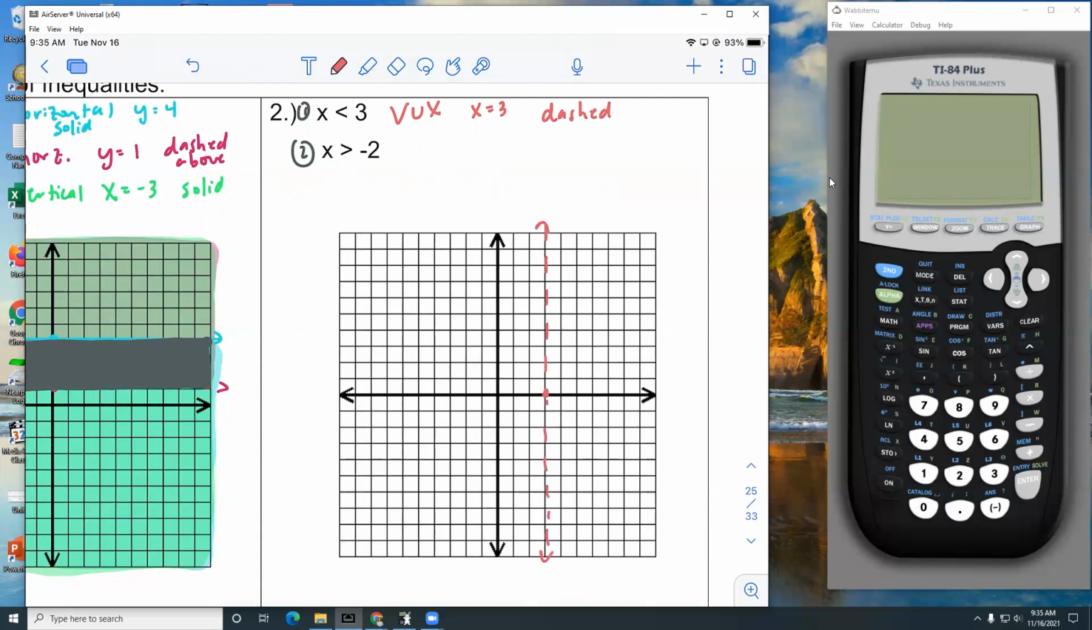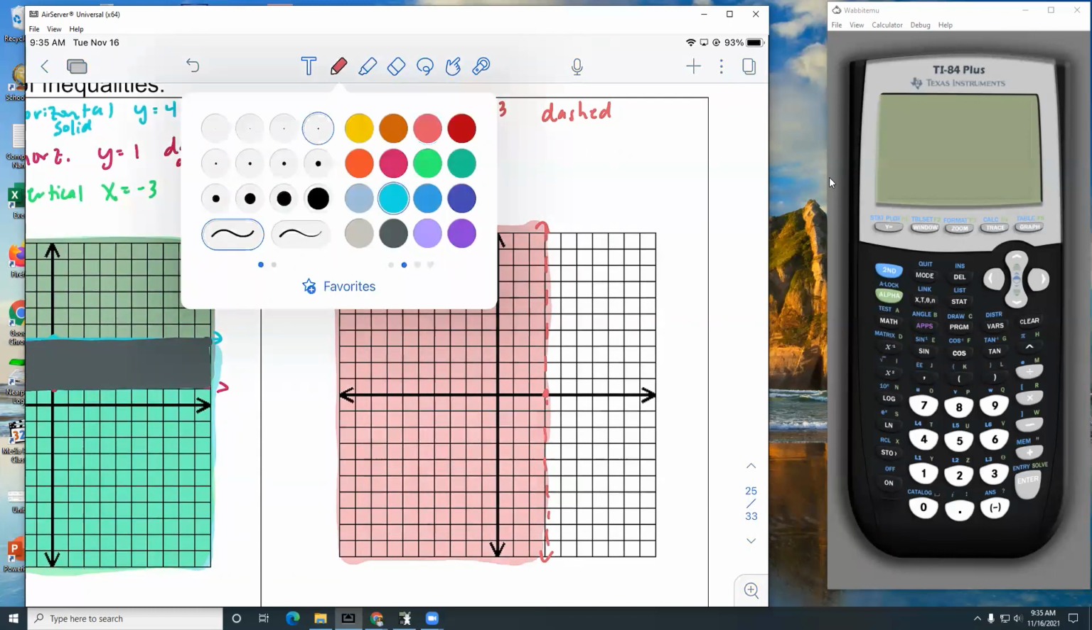Now I want all x values less than 3, so I'm going to shade to the left because that's where all my x values are that are less than 3. Shade, shade. It's okay if you color outside the lines like Miss Warren. All right, do the same thing for the next one.